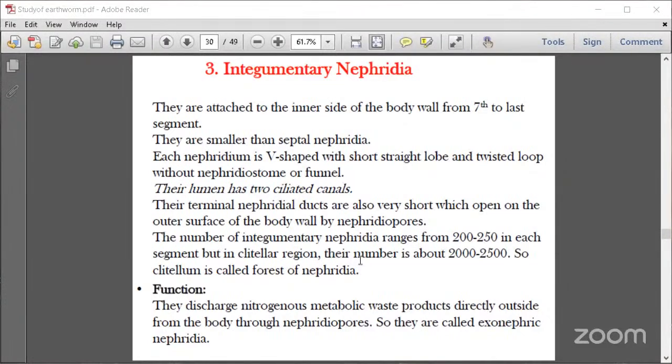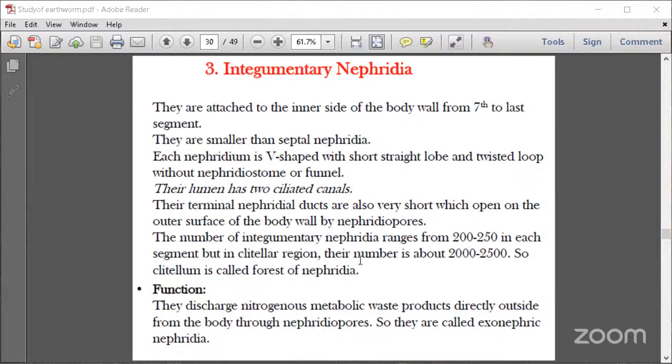The number of integumentary nephridia ranges from 200 to 250 in each segment, but in the clitellum region, their number is about 2000 to 2500. So the clitellum is called the forest of nephridia, since it contains about 2000 to 2500 integumentary nephridia.